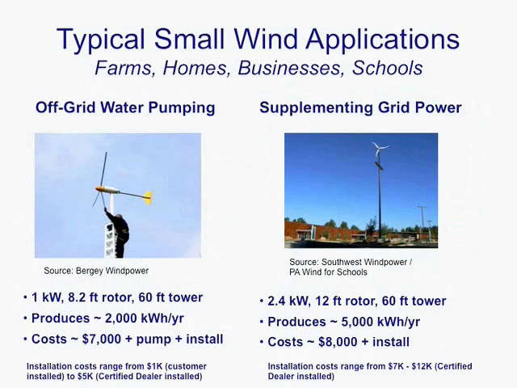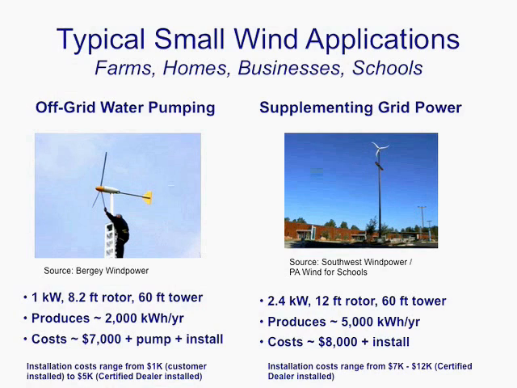Let's move on to some types of applications. So you can use a wind turbine for off-grid water pumping. Here you're using an electric pump, but the electric pump is powered by electricity from this turbine. And the advantage here is you don't have to bring the grid out to the electric pump. You can produce the electricity right there where it's needed.